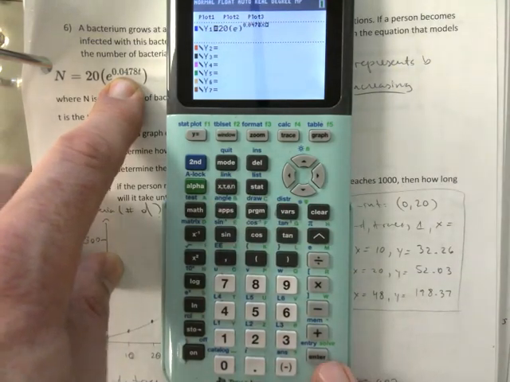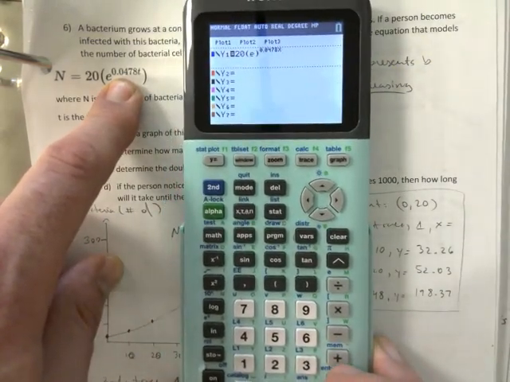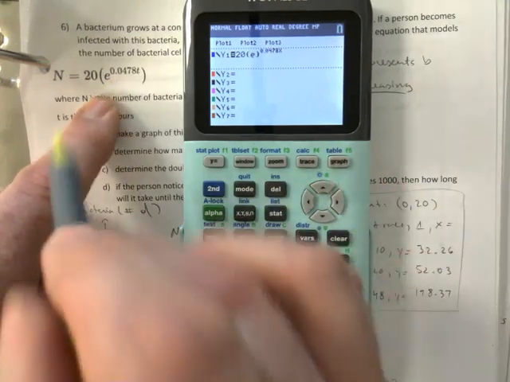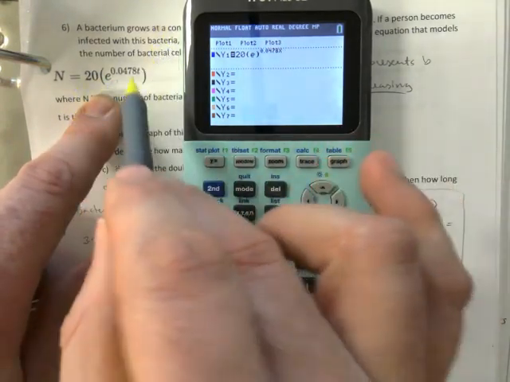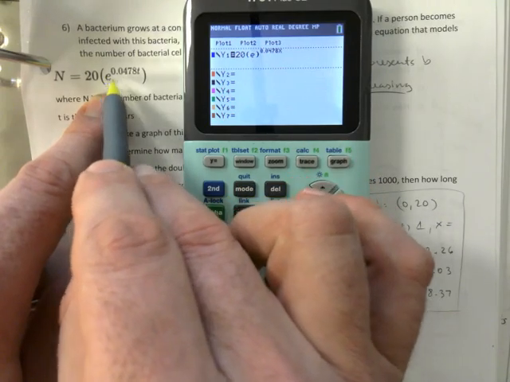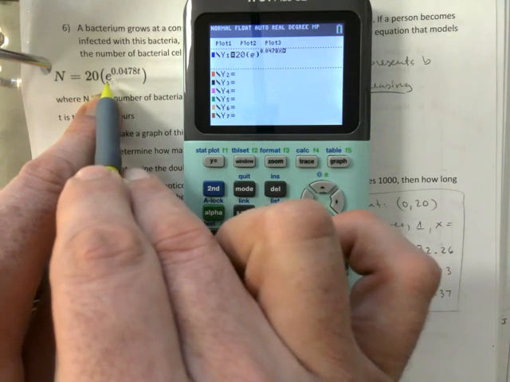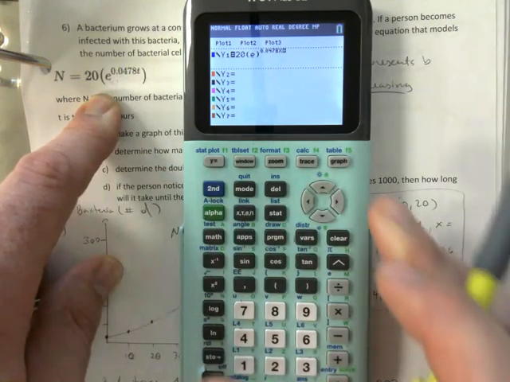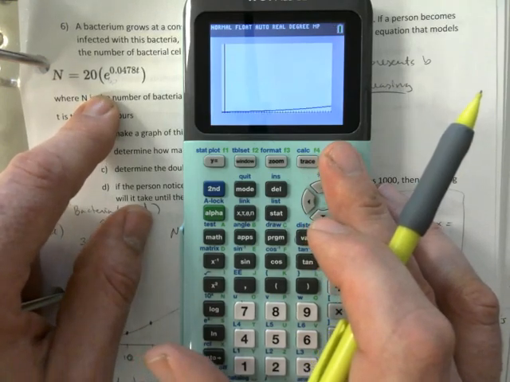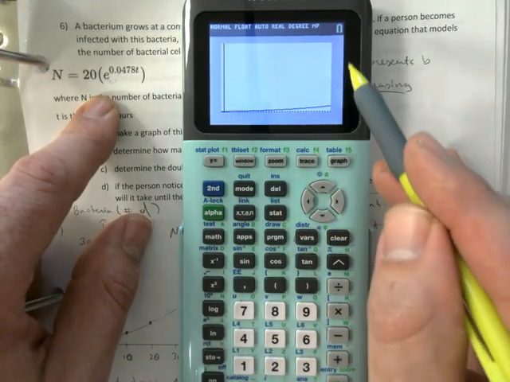0.0478x. You type that in, and this is going to be an increasing function because b, whatever is under the exponent, is bigger than 1. So if you graph that one, you expect it to go up like this.